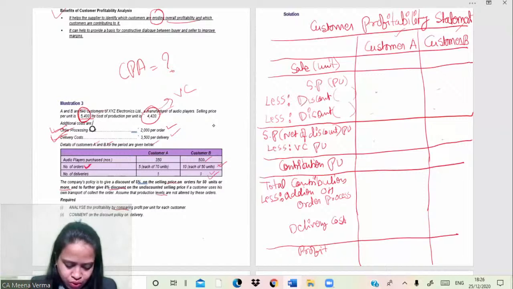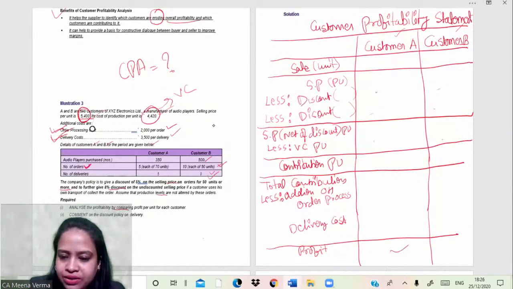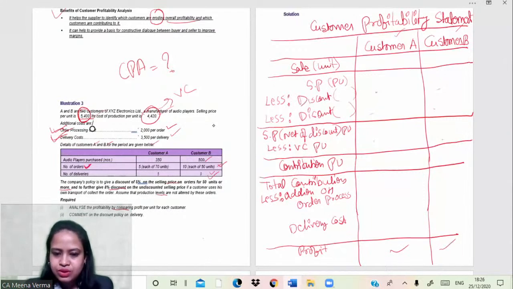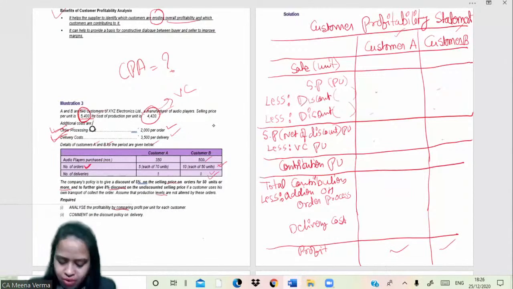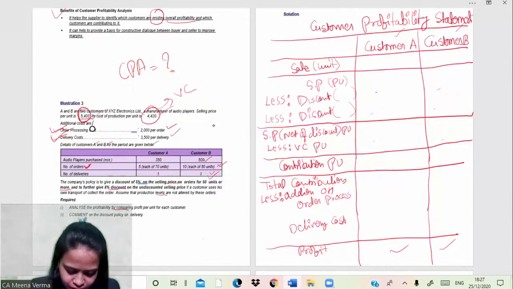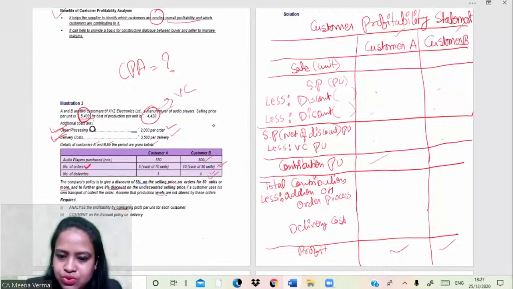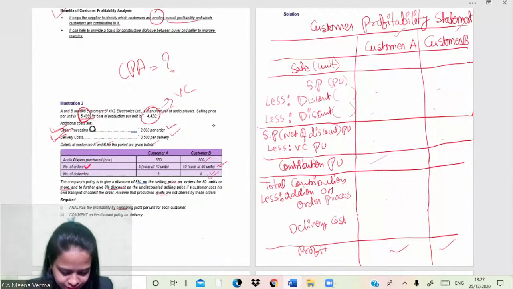Okay, so I want profit for both customers. Profit for customer A and profit for customer B. Then profit per unit for customer A and profit per unit for customer B. Calculate it. If you can find this contribution, you can easily find this order processing cost. Give me the profitability. Very nice. Give me the profit.